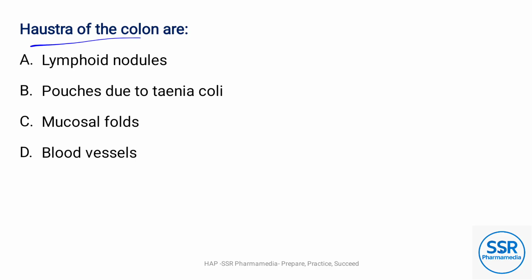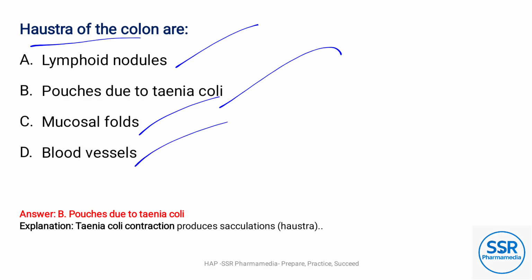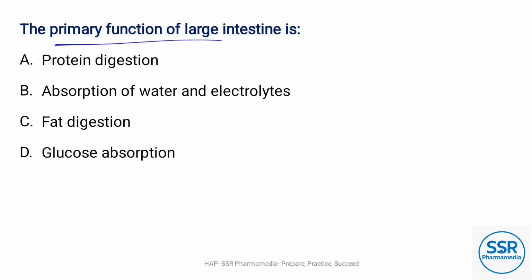Haustra of the colon are: option A, lymphoid nodules; option B, pouches due to taenia coli; option C, mucosal folds; option D, blood vessels. So the answer is option B, pouches due to taenia coli. So taenia coli contraction produces sacculations.